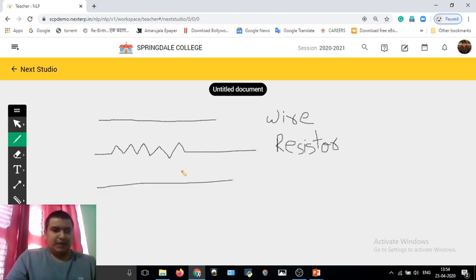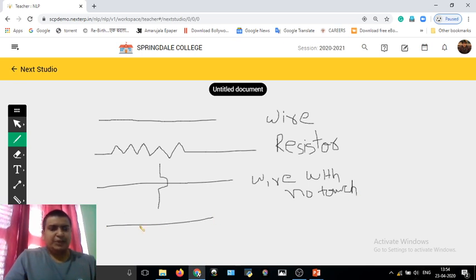If there is a line and another wire is coming across it, these are wires without touching each other. Wire with no touching. Okay, no touch. But if two lines are intersecting each other, it means the wires are joining over here. There is a junction present over here. So this is the junction of wires.